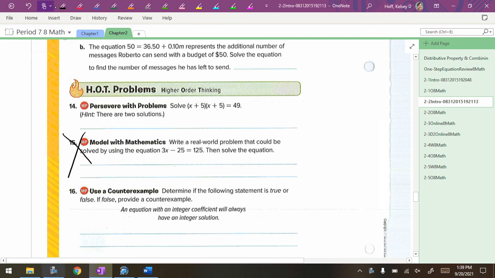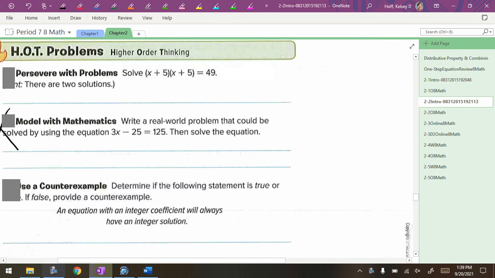Go back to 14. Let's talk about why the answers are what they are. It says solve (x + 5)(x + 5) = 49, and then it gives us a hint. There are two solutions, it says. When I have two sets of parentheses right next to each other, what math operation is happening right there, Cole?